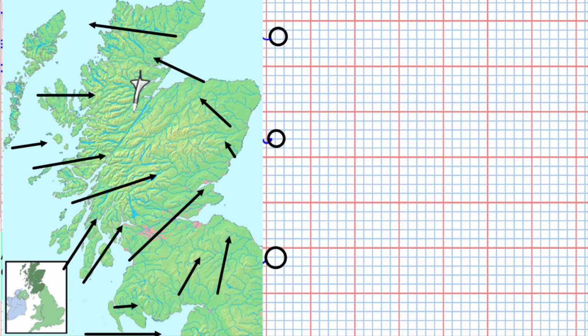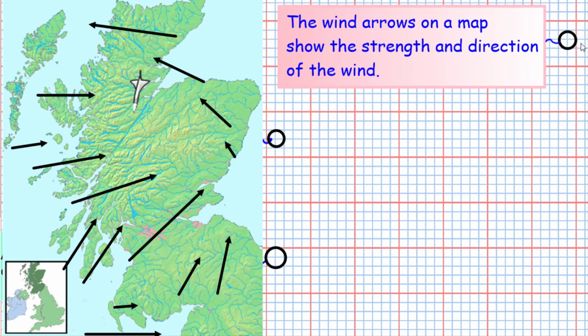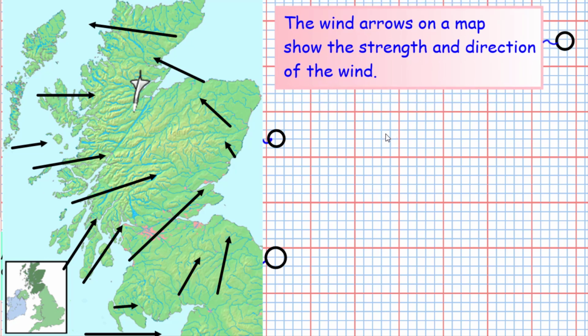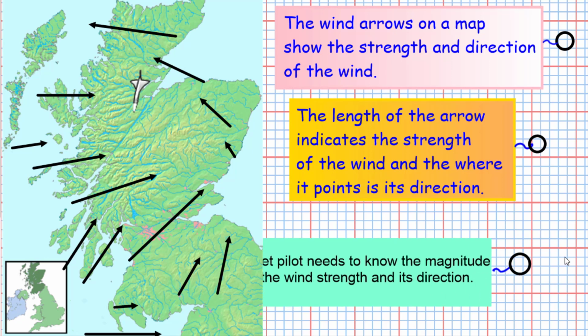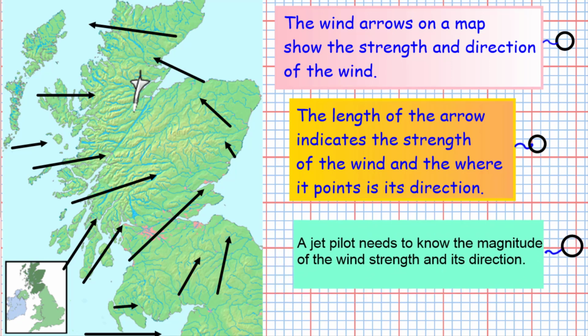There are other quantities in physics that need more than a number to fully describe the quantity being measured. Take for example this map given to pilots. It shows the wind strength across the country and the direction of the wind. The length of the arrow indicates the strength of the wind, and where it points is its direction. Now, this map is vital for pilots to make safe journeys across countries. The pilot needs to know the magnitude of the wind strength and its direction to fly safely across the country.